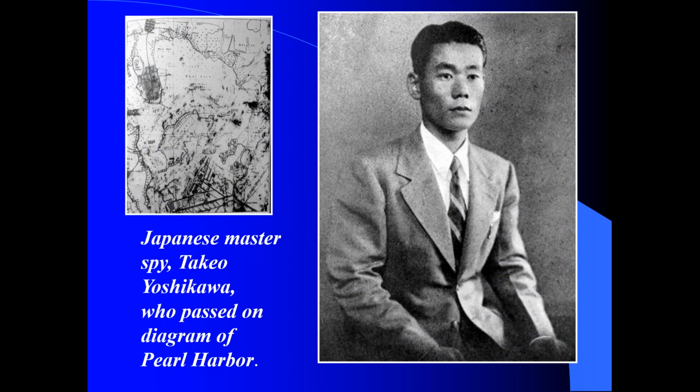Takeo Yoshikawa replaced the Japanese ambassador to the United States, which was considered out of the ordinary by the FBI due to his young age. As it turned out, he was in fact a master spy. Yoshikawa would take daily trips to lookout points where he could see Ford Island and the anchored ships. He drew meticulous pictures of the harbor and its ships, which he passed on to his superiors. This was a critical and essential contribution to the planned attack.